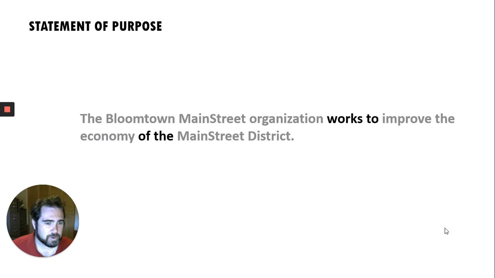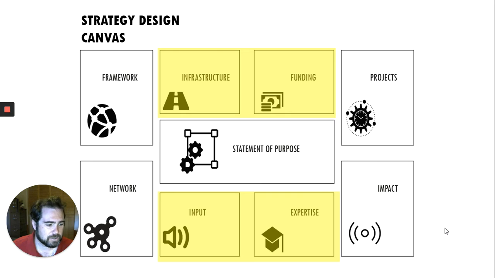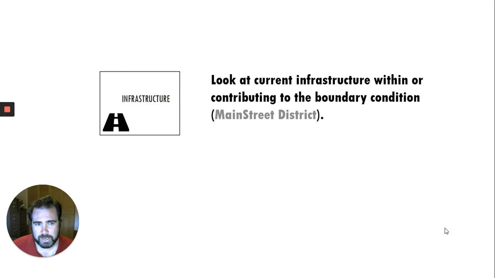Our statement of purpose sets the stage for the process and informs every step, including looking at current conditions. The infrastructure block looks at current infrastructure within or contributing to the boundary condition. Infrastructure includes things like buildings, roads, broadband networks, etc.